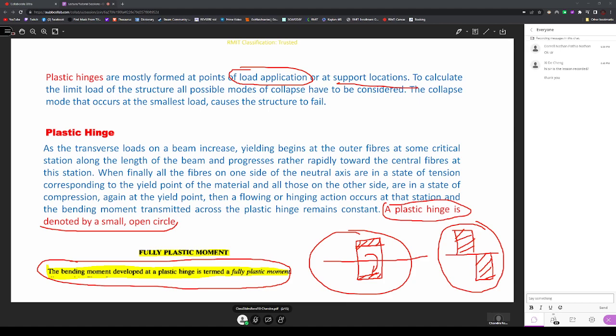And the fully plastic condition occurs on a mechanism or on a structure at points which are support locations or where concentrated loads are applied. So we need to look for plastic design mainly in terms of where the load concentrations are taking place and also where the support locations are on the structure. And based on that, we can calculate the plastic loads.